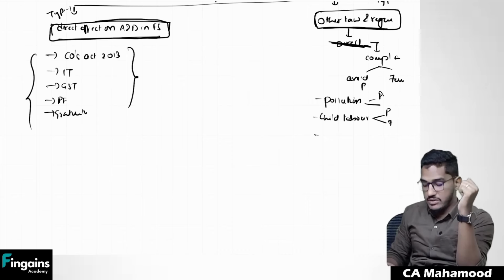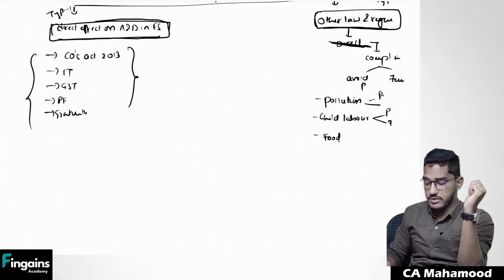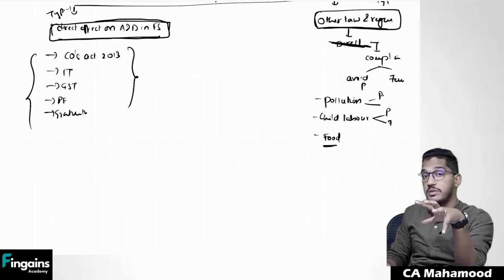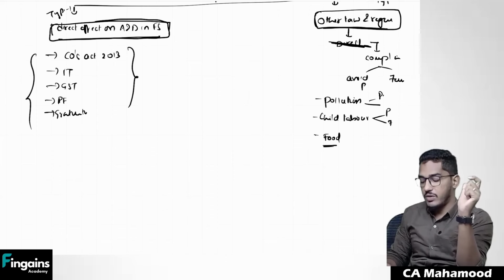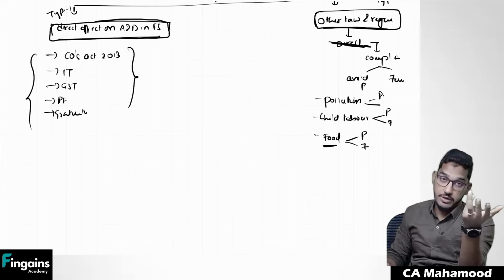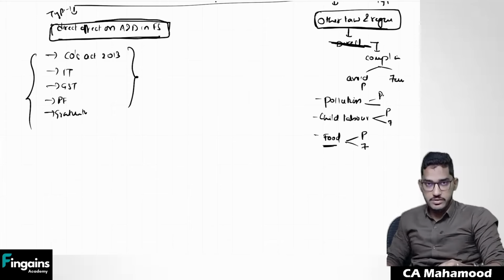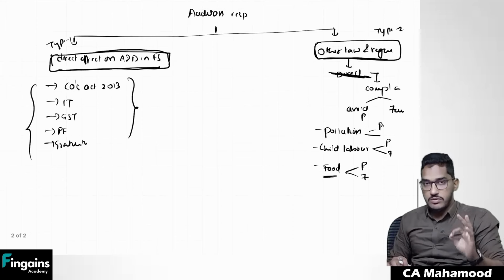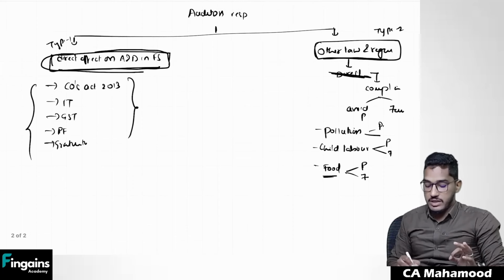Or if you are a restaurant industry, food related laws and regulations. FSSAI norms, food related laws and regulations. So food related laws and regulations are also those laws which fall under other laws and regulations. They don't have direct effect on determination of figures and amounts in the financial statements, but still compliance is required. If you don't comply with it, either you have to pay a huge penalty or you will be required to close down your business.